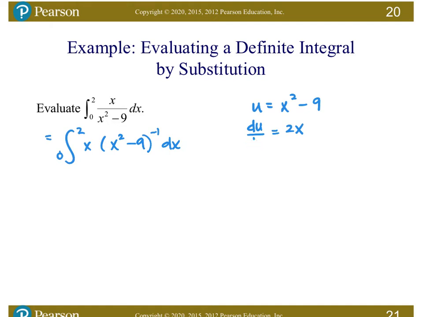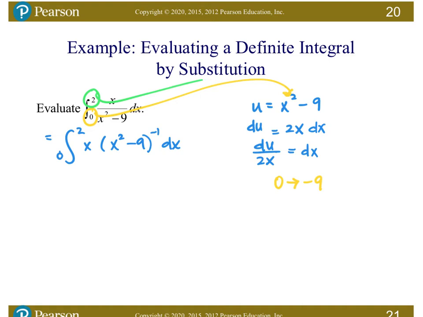All right, and then we can move the differential of dx here, and so then dx by itself would be du over 2x. And now my bounds. So I'll take my lower bound of 0 and run it through my u substitution. So 0 is going to convert to negative 9. And then I'm going to take 2 and run it through my bounds. So 2 squared. And so 2 is going to convert to negative 5.